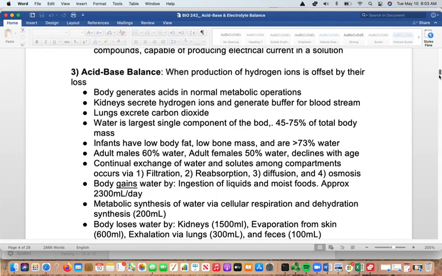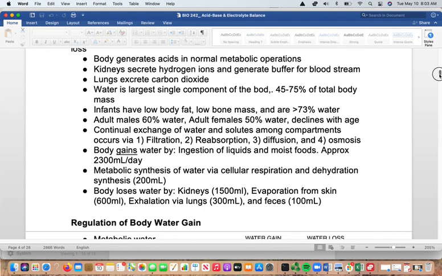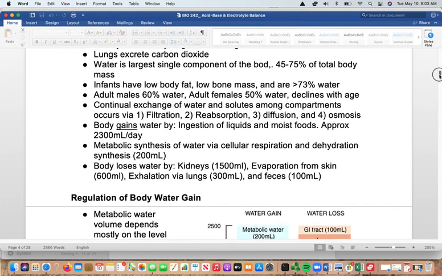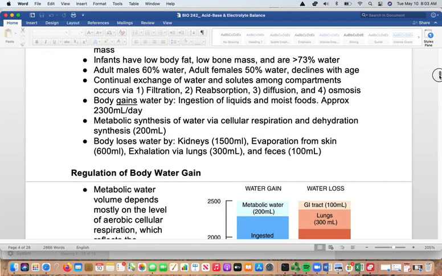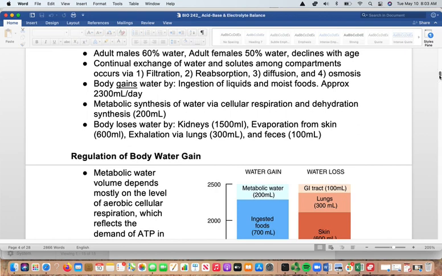So water is the largest single component of the body. That is going to be highest in an infant because they've got relatively low body fat and bone mass. As you get older, it's going to decline. So we continually exchange the water and the solutes among the compartments through filtration, reabsorption, diffusion, and osmosis. So the body gains water by ingesting liquids and moist foods.